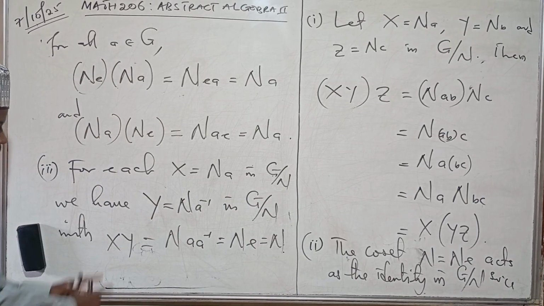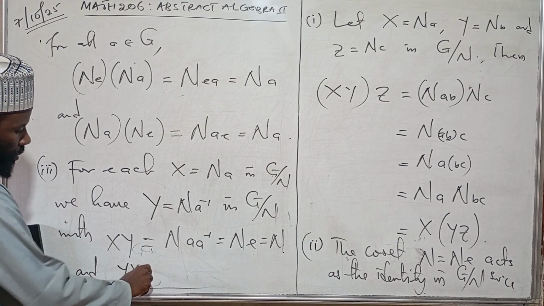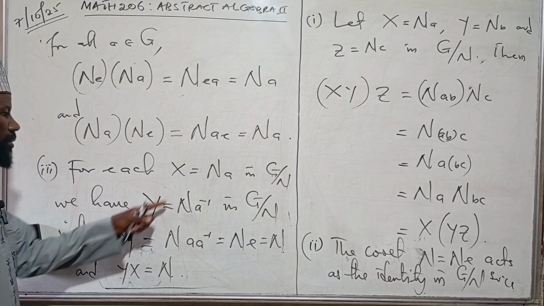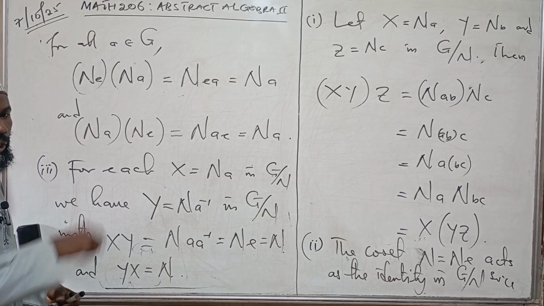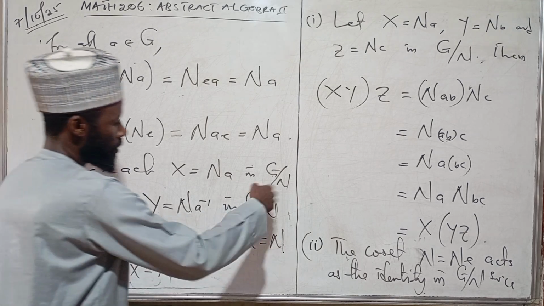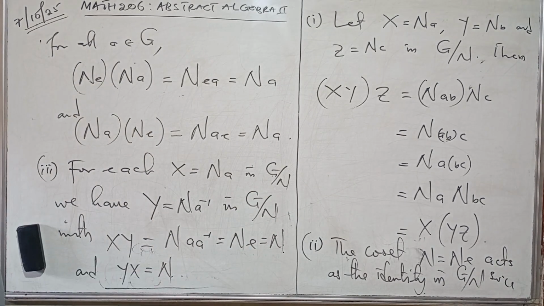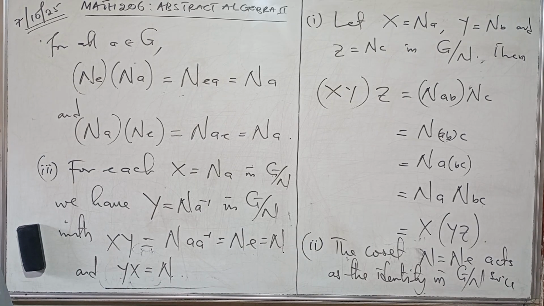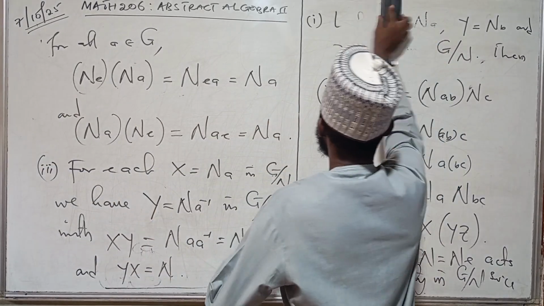Are you following? So yx will also be equal to N. Which means corresponding to every element there is the inverse of that particular element in the set of all cosets. But these are all we require for a set to be a group. Okay, and so therefore it is a group. That means G by N is a group with respect to coset multiplication.